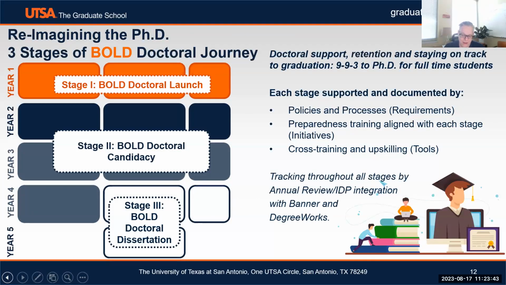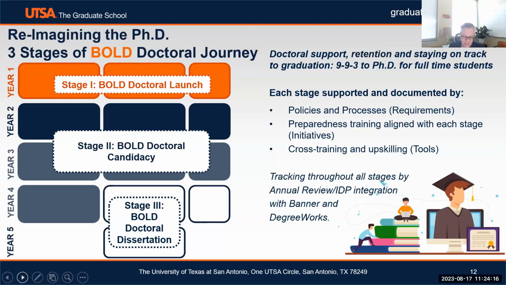Okay, so what does this look like? You'll see launch, candidacy, dissertation. It also has three points, which are requirements, initiatives, and training. For example, in requirements, when we meet in October, we're going to talk about the IDP plans we just talked about. There's about 41 questions to the IDP, and we're going to go through that so you know what to look for when it comes up in the next semester. Same thing with the interim program of study.